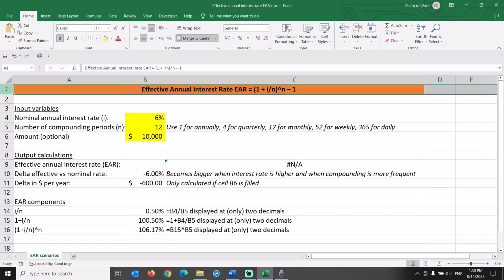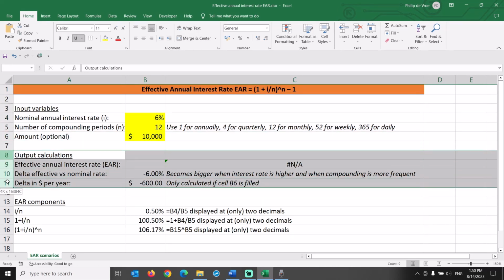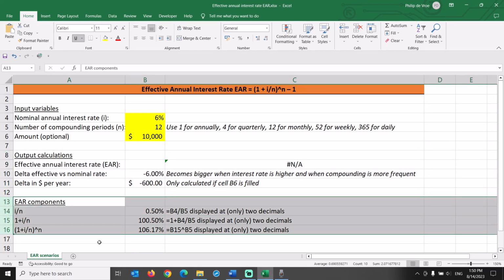Over here at the top of the Excel file, I have inserted the EAR formula as a text field. Then there's a section called Input Variables, which we can populate with various scenarios. Then a section with the output calculations, and at the bottom the various components of the EAR formula, so you can follow through step by step what happens to each element of the calculation.